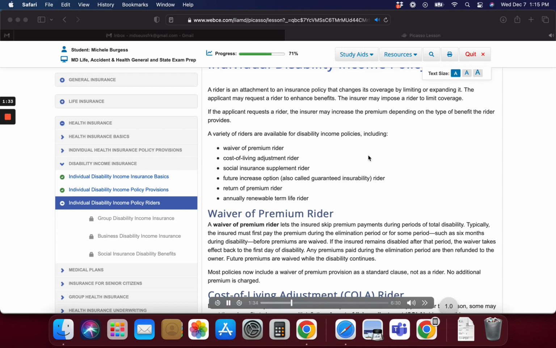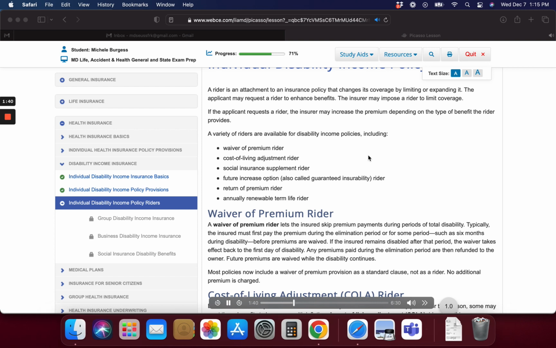Cost of living adjustment, COLA, rider. Disabled insureds may need to live off their disability income benefits for many years. For this reason, some may want these benefits to keep pace with inflation. A cost of living adjustment, COLA, rider does this. The COLA rider adjusts the benefit payments according to changes in the Consumer Price Index, CPI. During times of inflation, the adjustment increases the payments. During times of deflation, payments are reduced.